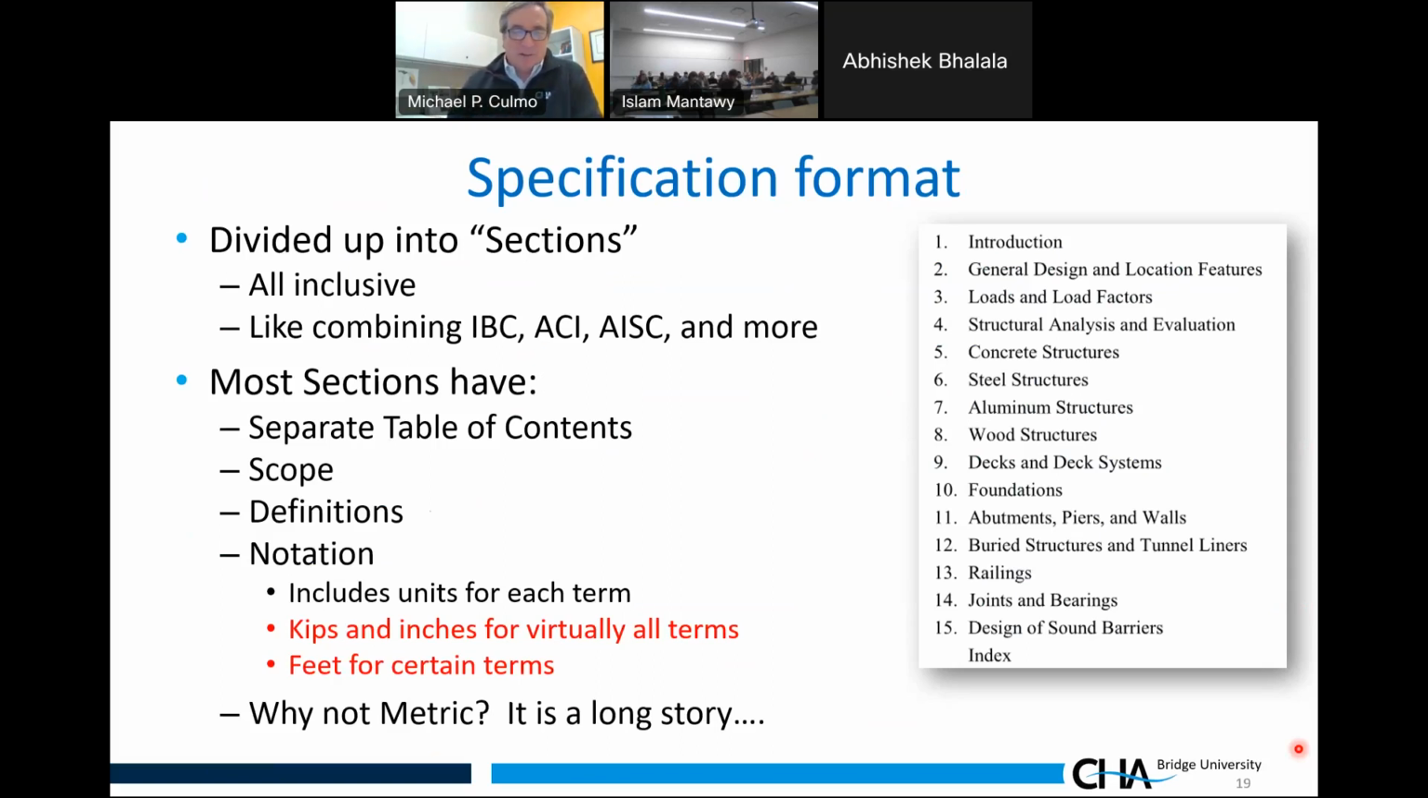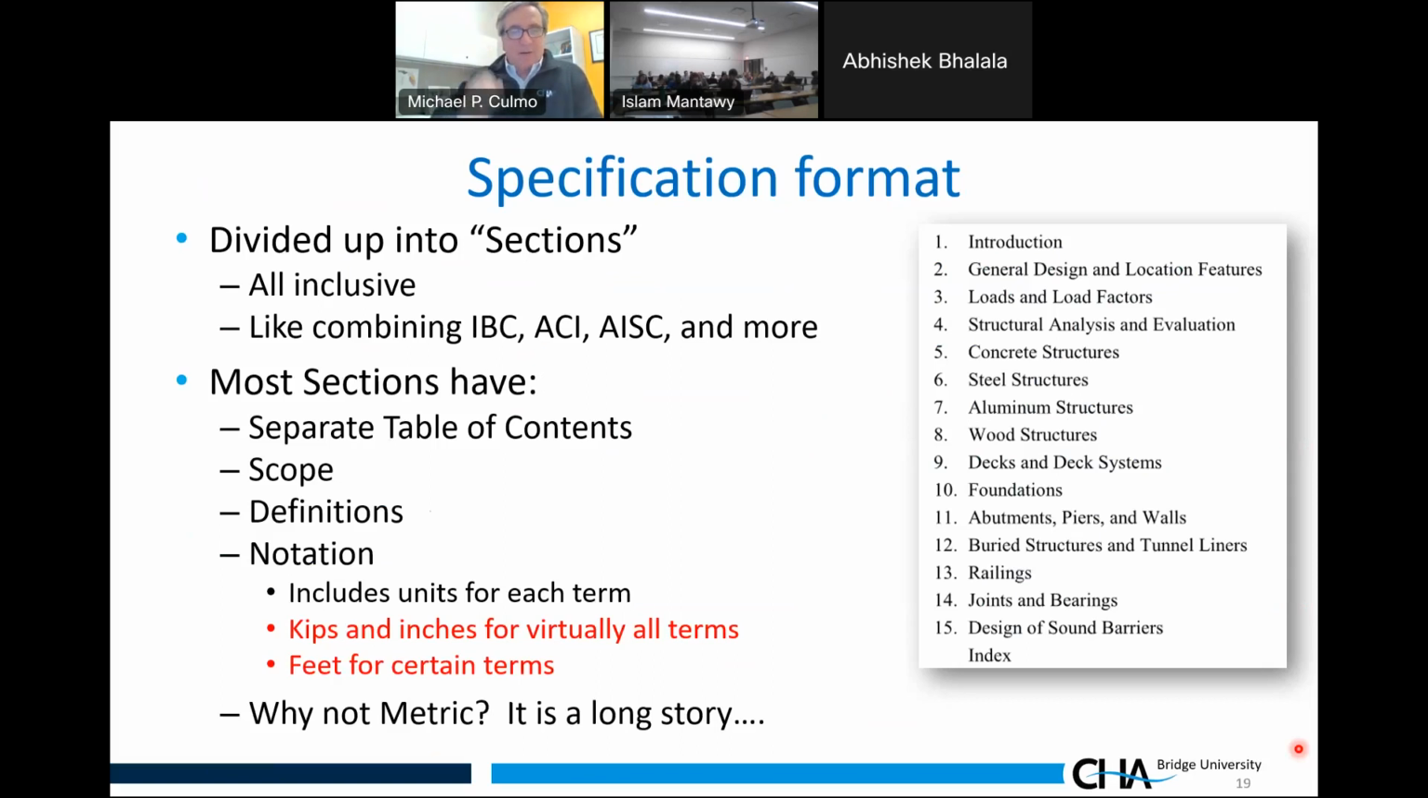Why not metric? You know, why are we not using metric? Well, we actually did use metric in the early 2000s. The AASHTO LRFD specification, when it was first published, was published in dual units. There were U.S. customary units, which some people call English. I don't call it English because if you go to England, they use metric in England. So really, it's U.S. customary units is what we call English, and then metric. They had a metric edition.